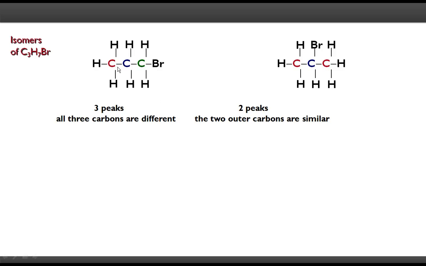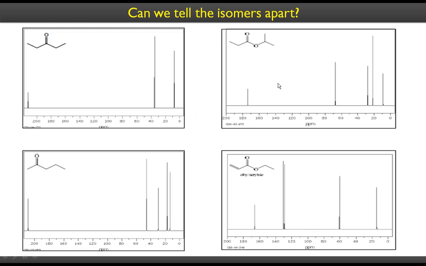This compound has three distinct carbons. This form fits this formula, but this produces three peaks. All three carbons are different if you have a primary bromide. If you have a secondary isomer, you have two similar carbons. These carbons highlighted in red are chemically equivalent, so they're magnetically equivalent, so they will give only one peak, and this gives another peak, so you only get two peaks. So you can tell the isomers apart in carbon 13 NMR.